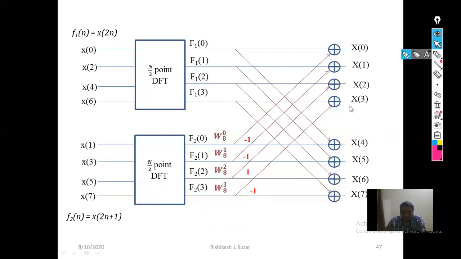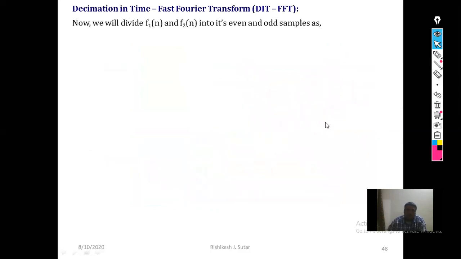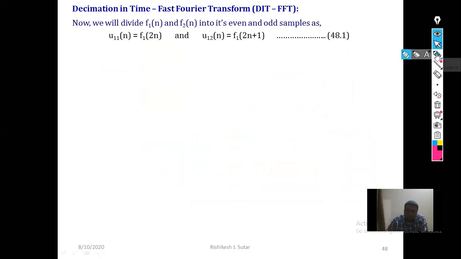Now we will try to divide the F1 of k. So now we will divide f1 of n and f2 of n into their even and odd samples, just like we have divided x of n into even and odd samples as f1 of n and f2 of n. Now f1 of n and f2 of n again we will divide into the even parts and the odd parts. So let us consider that u11 of n is the even samples of f1 of n, and u12 of n consists of the odd samples of f1 of n.